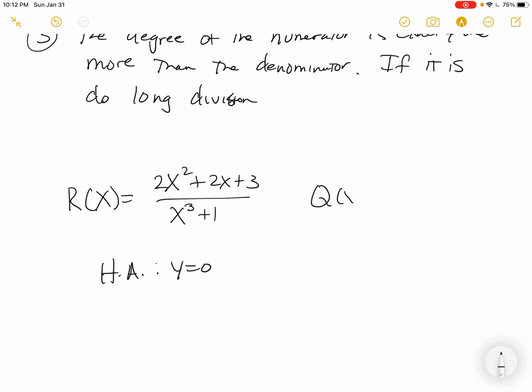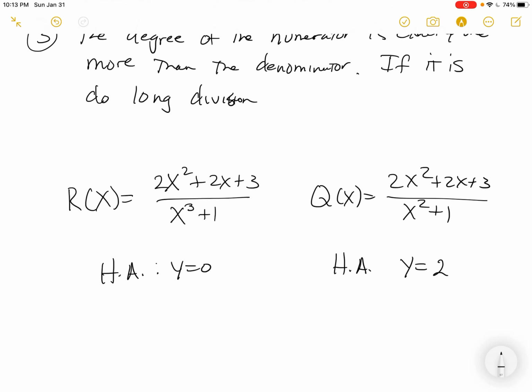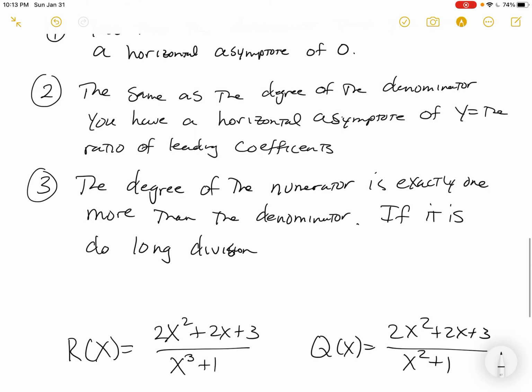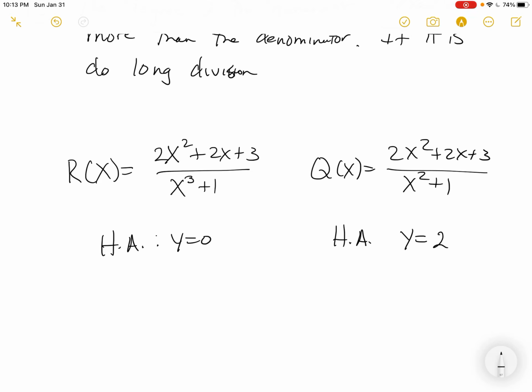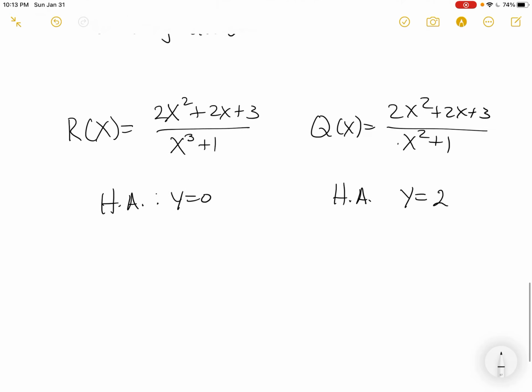I'll look at q of x equaling 2x squared plus 2x plus 3 all over x squared plus 1. This thing as well has a horizontal asymptote, but it's not 0. It's the ratio of leading coefficients. The degrees are exactly the same, top and bottom. And so it has a horizontal asymptote of y equals 2. You see that happening? We recognize that they have the same degree. Anytime they have the same degree, it's a ratio of the leading coefficients, the coefficients of the biggest terms, and that's a 2 to 1 ratio, and that's where we're getting the 2.